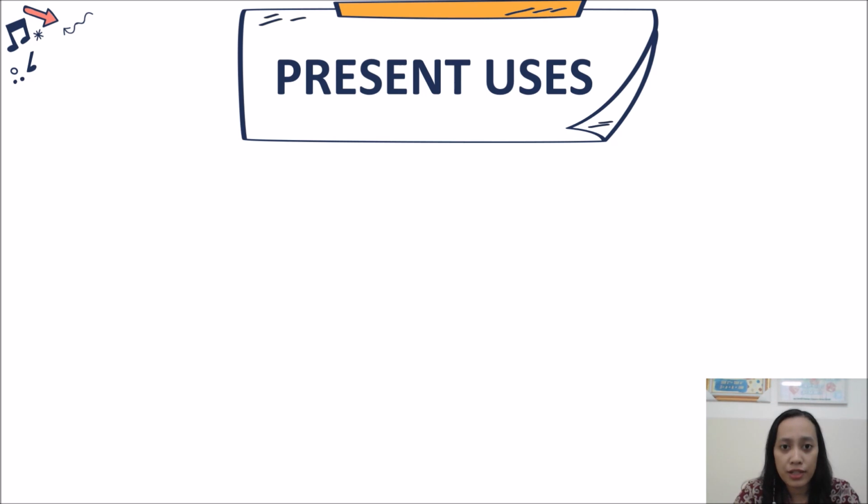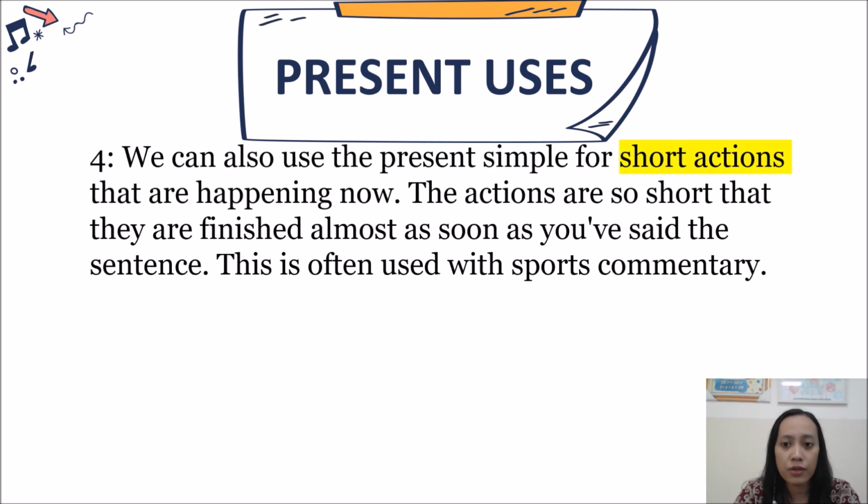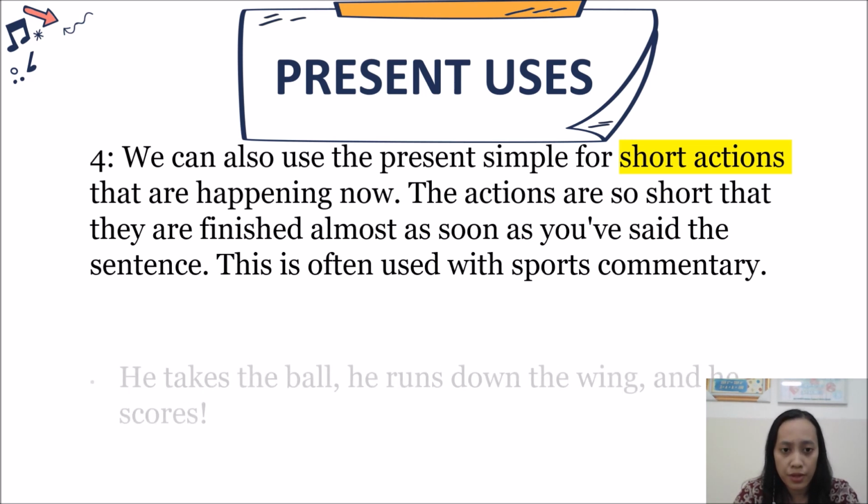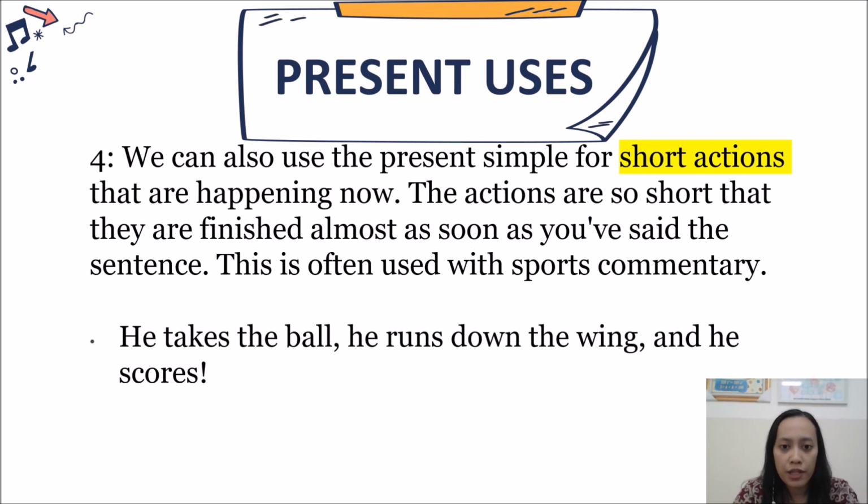The last situation in the present usage is that we can also use the present simple for short actions that are happening now. The actions are so short that they are finished almost as soon as you've said the sentence. This is often used with sports commentary. For example, he takes the ball, he runs down the wing, and he scores. This condition explains short actions in a very limited time. Okay, and we can also use the present simple in this situation.